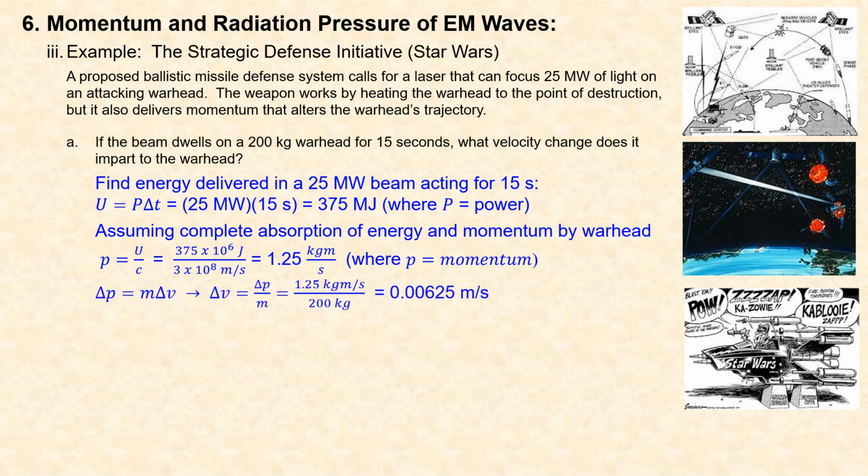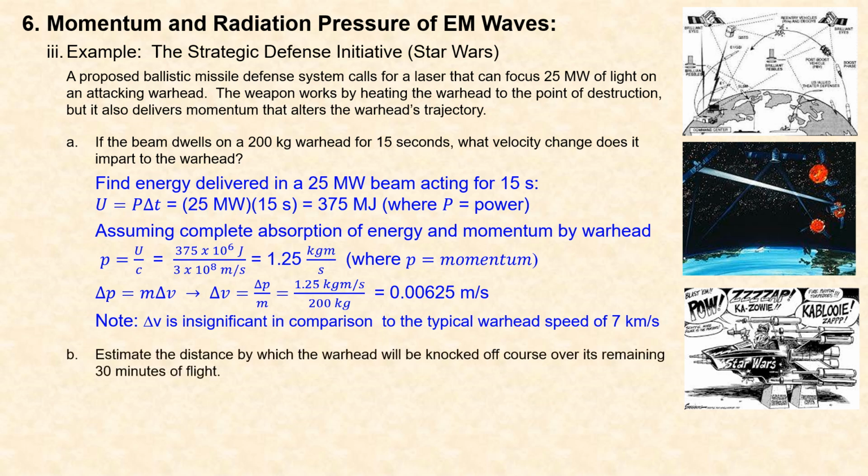Now from this, we can figure out the velocity change. Basically taking that momentum change divided by the mass, we come up with a velocity change of 0.00625 meters per second, so basically less than a centimeter per second. That change in velocity would be insignificant in comparison to a typical warhead speed of 7,000 meters per second. To see this problem highlighted here though, let's take a look at part B.